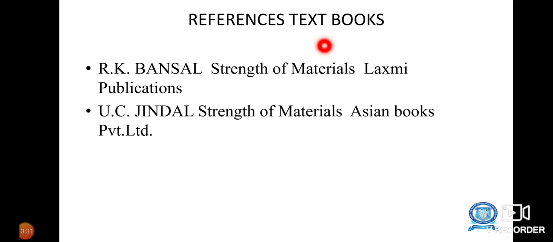The reference textbooks are R.K. Bansal, Strength of Materials, Lakshmi Publications, and U.C. Jindal, Strength of Materials, Asian Books Private Limited.